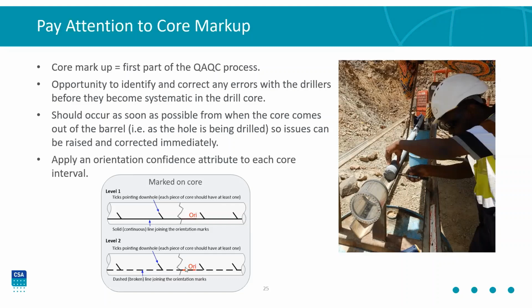But this is where you might have slight offsets between your orientation lines, or maybe you've got an interval of core where the core is quite broken and it's very difficult to piece all the drill core together. All the pieces aren't lining up really well, and so here you could put a lower confidence attribute. And this just allows us later on, when we're working with the data, to filter out lower confidence data and to see what a difference that core orientation makes to the end result. So pay attention to your core markup.